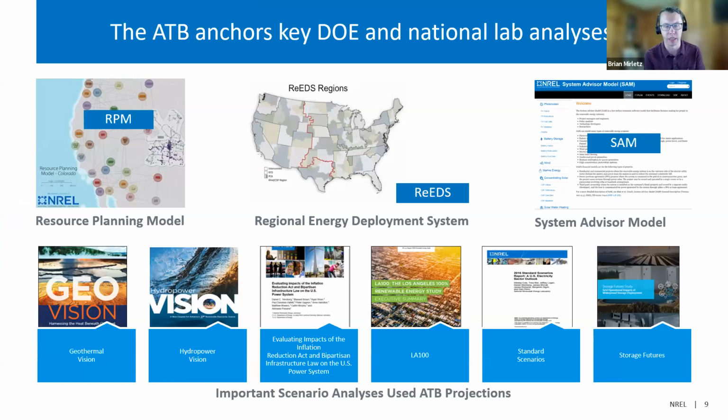So to give an overview of the project, the Annual Technology Baseline anchors key Department of Energy and national lab analyses. Tools such as the Resource Planning Model, the Regional Energy Deployment System, and the System Advisor Model use ATB data, and it's used in important scenario analyses such as the recent evaluating impacts of the Inflation Reduction Act and bipartisan infrastructure law on the US power system, and the Los Angeles 100% renewable energy study.